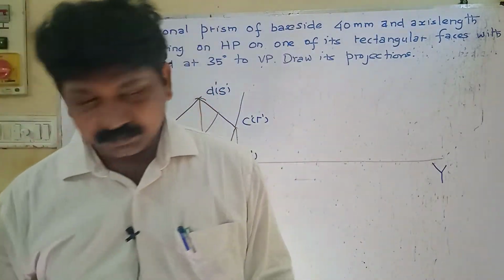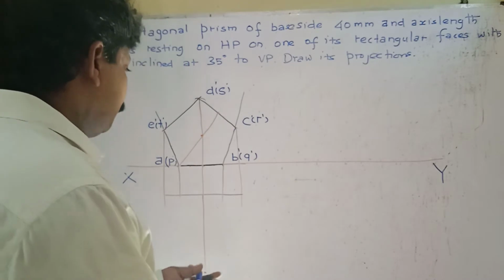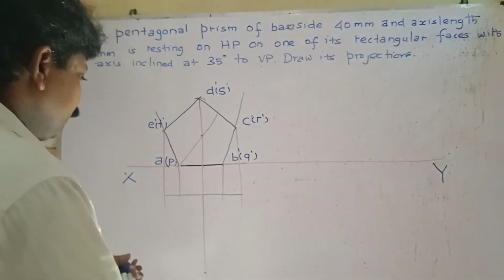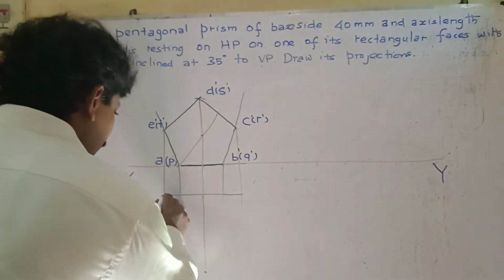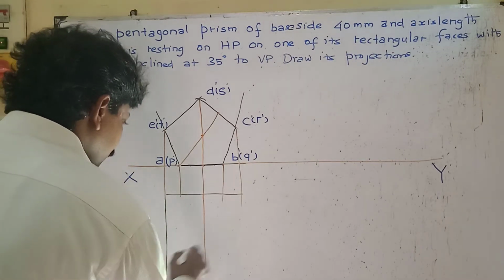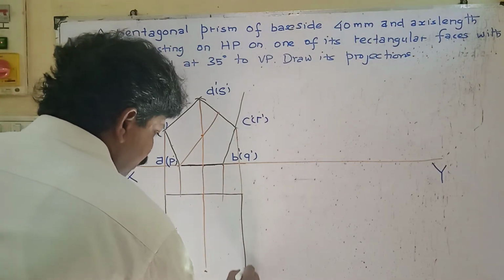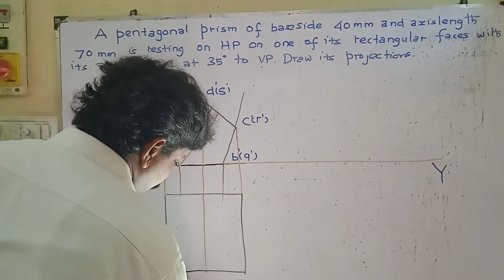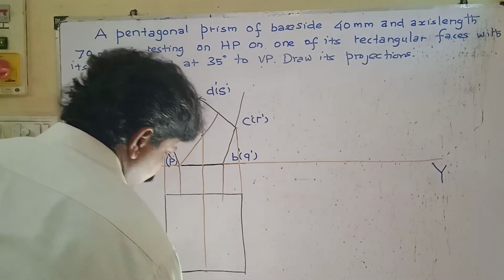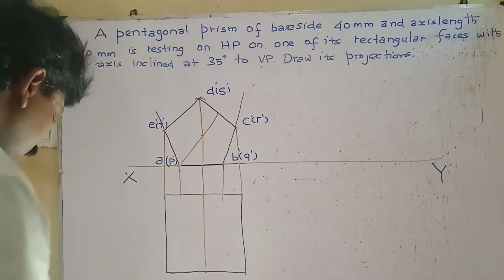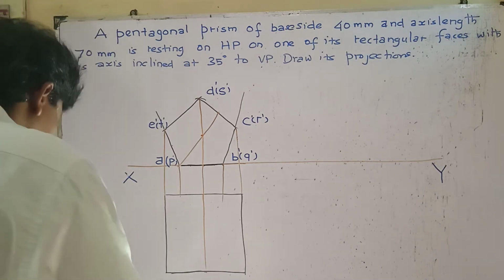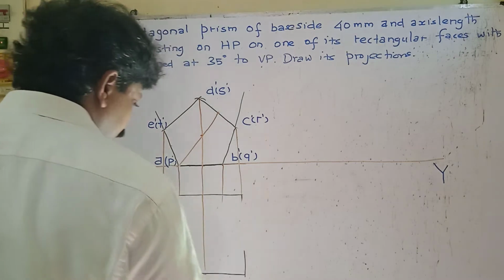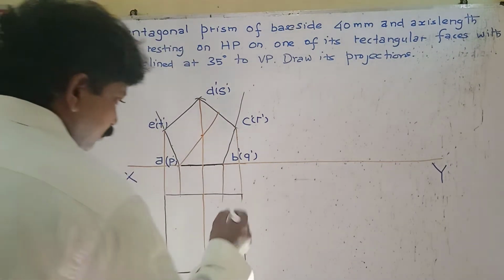So the long edges A P and B Q are invisible. Remaining all the edges are visible.